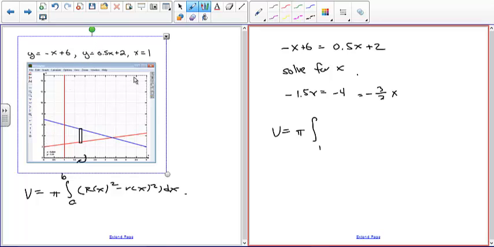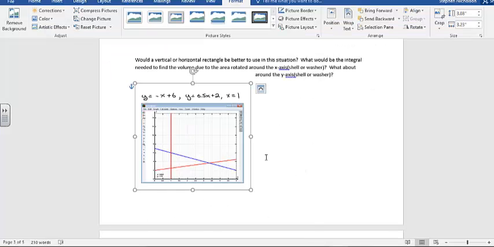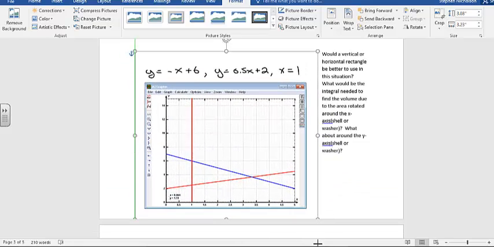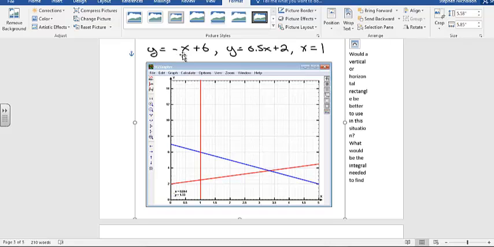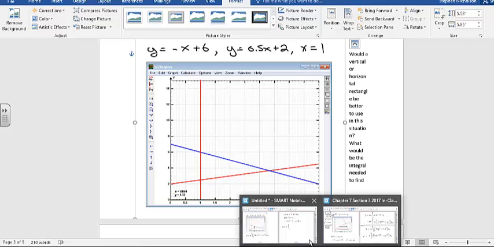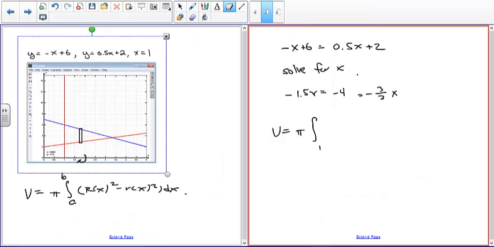Actually, I think one of the equations is wrong. So let me look at this. Yeah, one of the equations is wrong. This one's wrong. I think it has a y-intercept of 7, and I wrote 6 here. So if I change that to 7, let's see if I get a number that makes more sense. So this is 7. So that's -5. Yeah, that makes more sense.